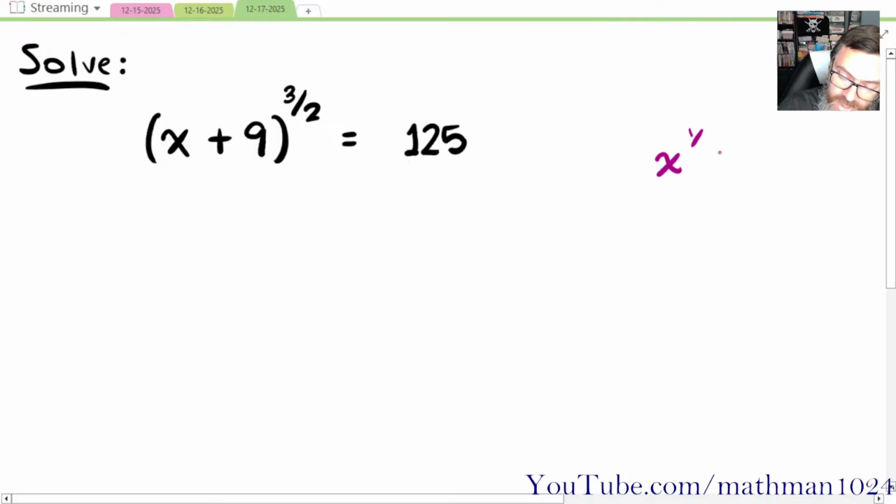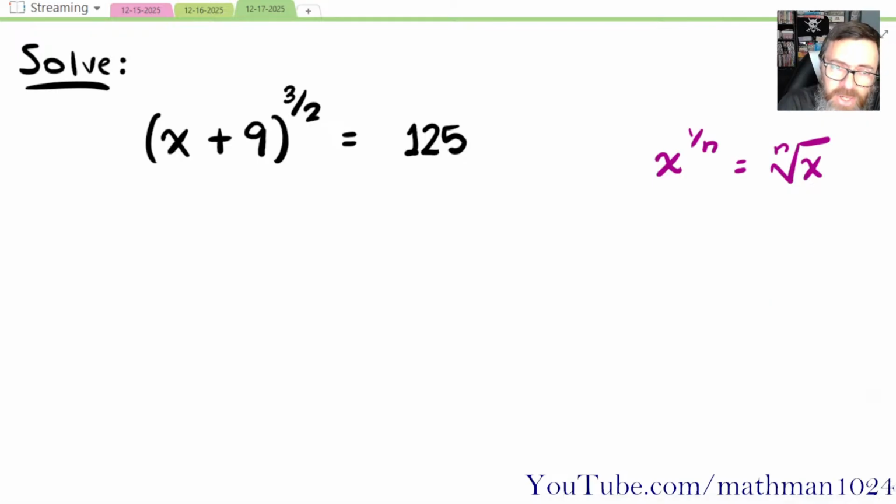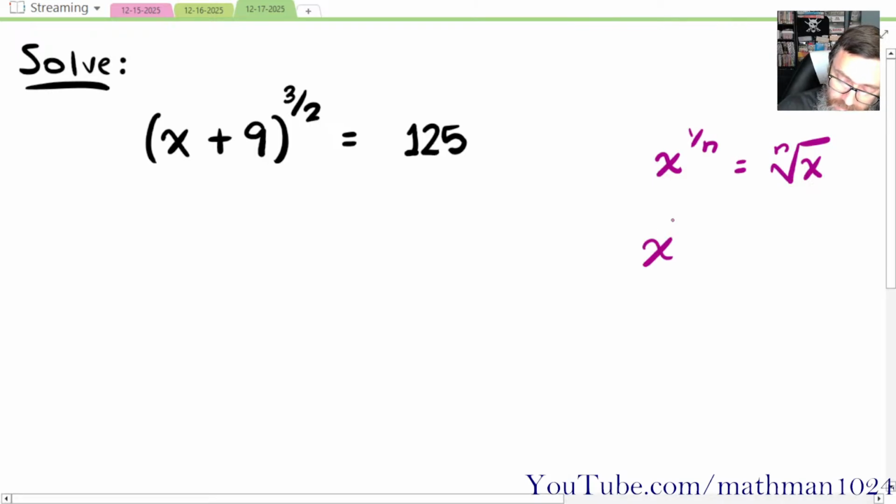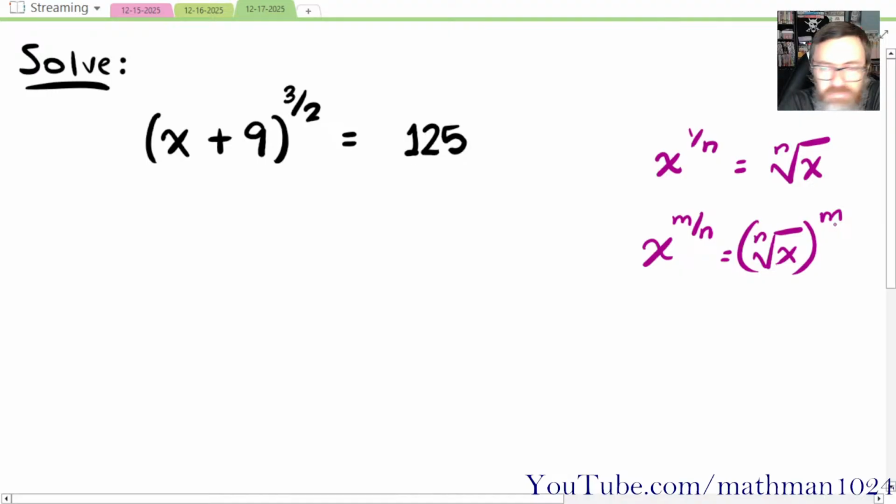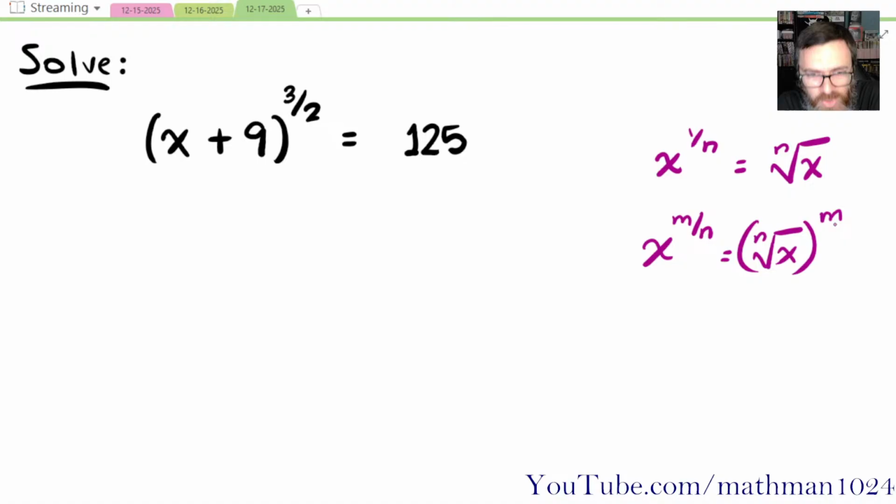X to the 1 over n power means the nth root of x. So when you have a power that's a fraction, the denominator of your fraction will be the index for your radical. It's as simple as that. If I have a power that is a fraction, say m over n, you would still have the nth root of x, but then you would raise that whole guy to the m power like that. And that's all there is, right? The denominator in your power tells you the index. The numerator is just the normal power itself.